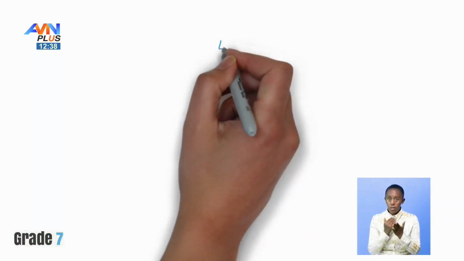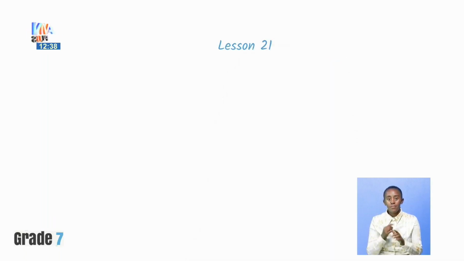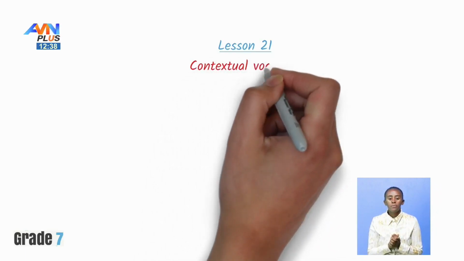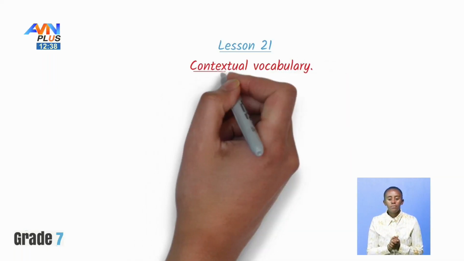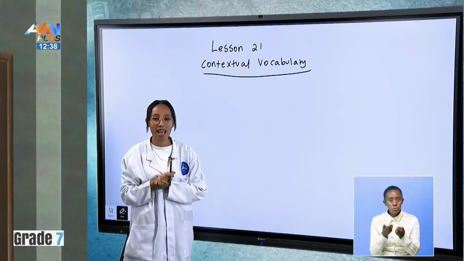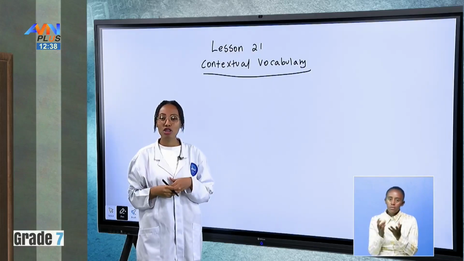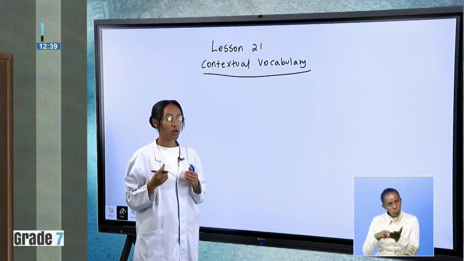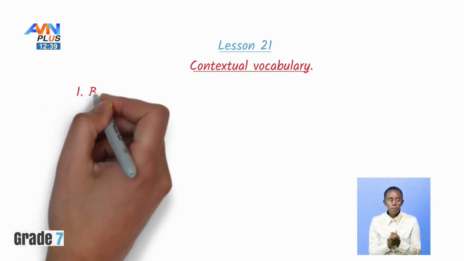Today's lesson is lesson 21 from Unit 7, and it is contextual vocabulary. We're going to see some vocabularies today. I hope you're all ready, and we're going to learn new vocabularies that we can add on to our English, the way when we talk, when we read, when we write, we're going to incorporate them. The first vocabulary that we're going to see is benefit.